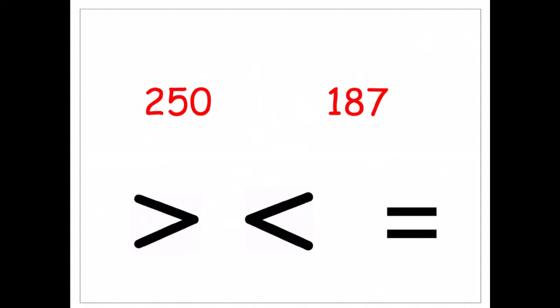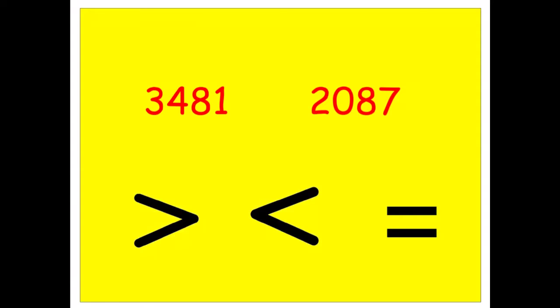Okay, I'm sure we understand how it works now. Which symbol will we put between the two numbers 250 and 187? It's the symbol greater than. 250 is greater than 187. Okay, we're getting into bigger numbers now, but following all of our place value work, I'm sure it's still an easy question. Which symbol will I put between the numbers 3481 and 2087? Again, it is our greater than symbol. So the big opening to the big number, little point to the little number.